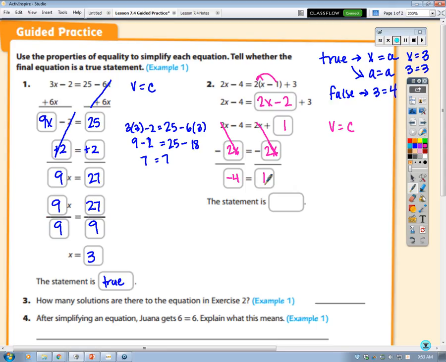Why? Exactly. Negative 4 is never going to equal 1, and 1 is never going to equal negative 4. Those two numbers will never be equal to each other. So this is a false statement. When you have a false statement, how many solutions do you have? 0. No solutions.